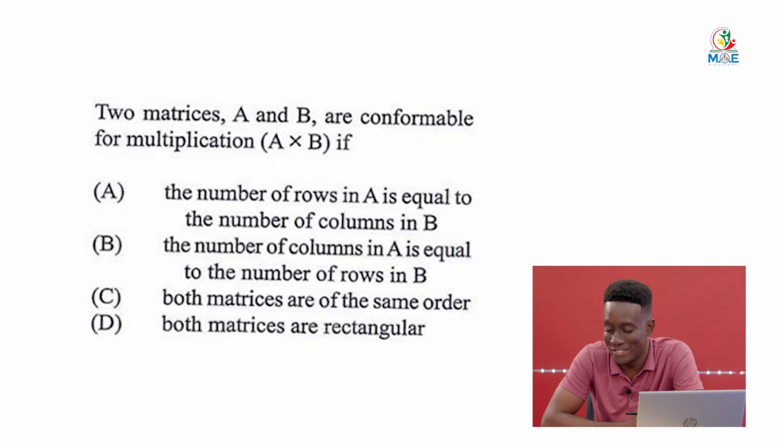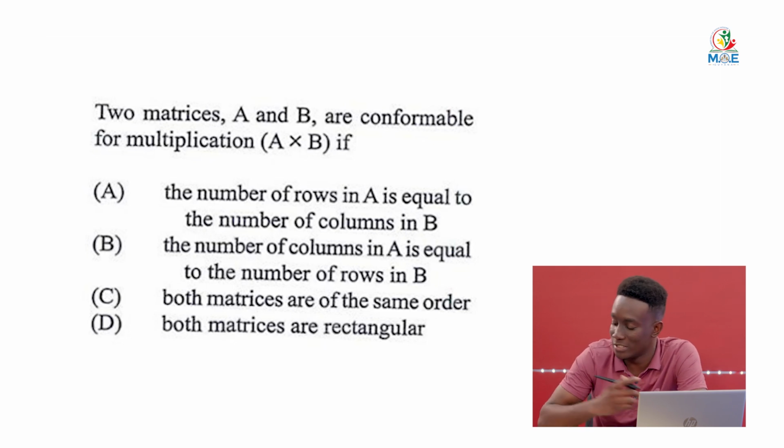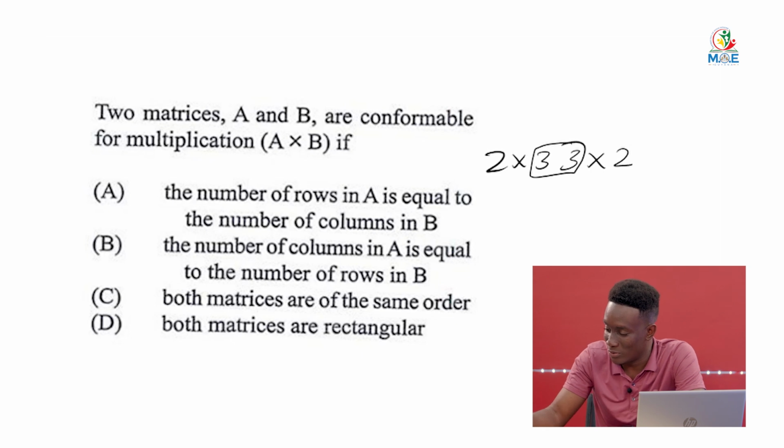So this question says, two matrices A and B are conformable for multiplication A by B. By conformable, they mean compatible for multiplication. So to determine if two matrices are compatible, let's go through the options. Let me just put a matrix 2 by 3 and a 3 by 2. So this here would be rows by columns. So here is the column and here is the rows.